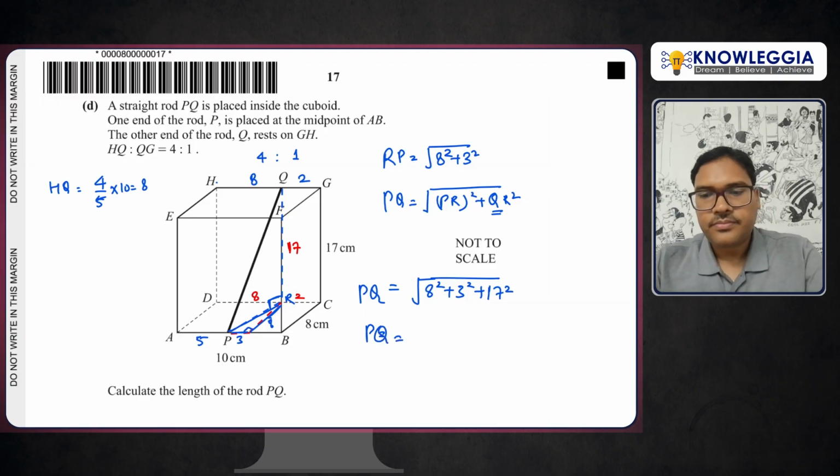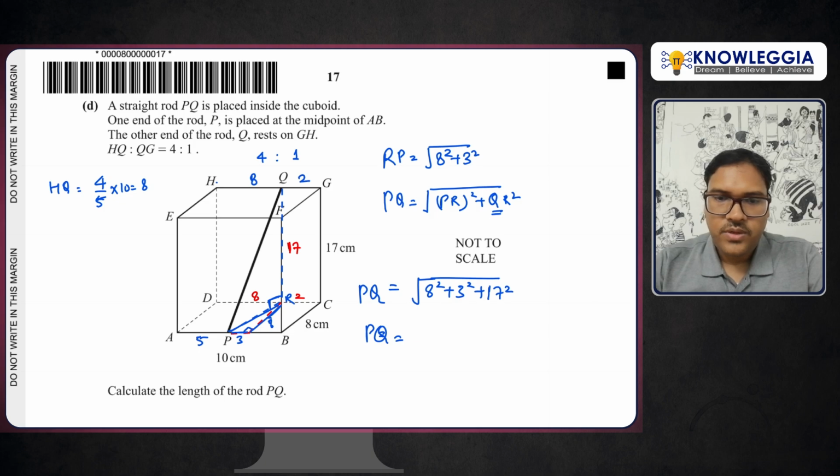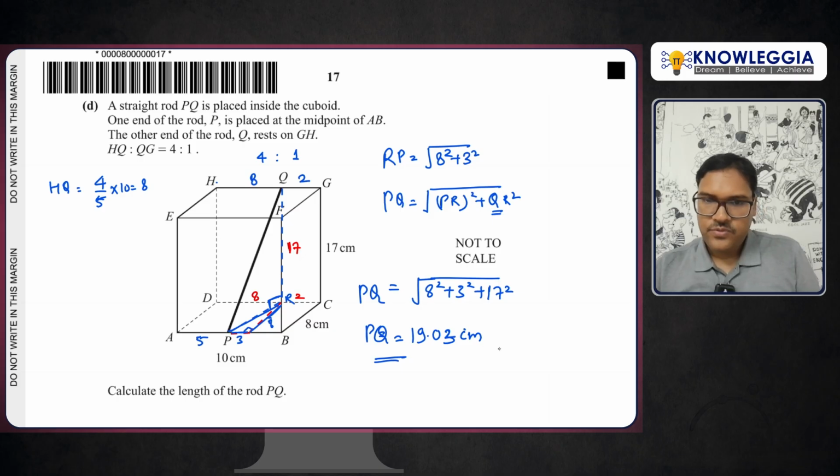So this is square root of 64 plus 9 plus 17 square. So we can see this is 19.02 or 03. What is the unit? Centimeter. So what is the answer? Let's check the answer. Yeah, that is the correct answer for this one.